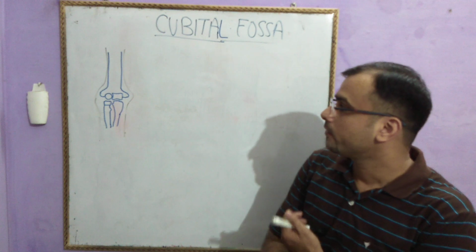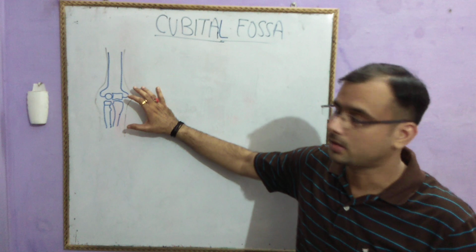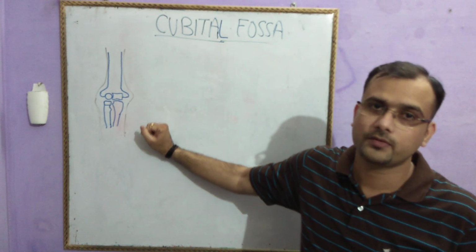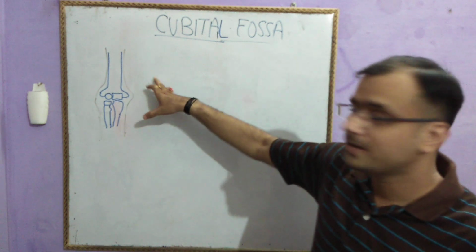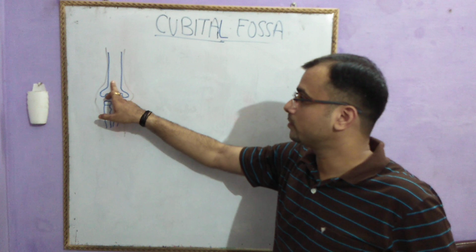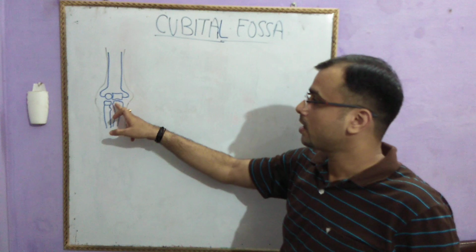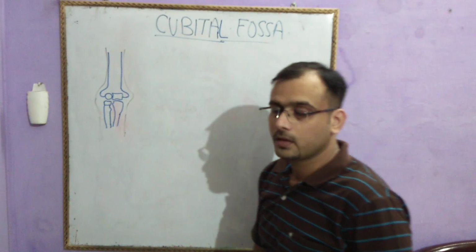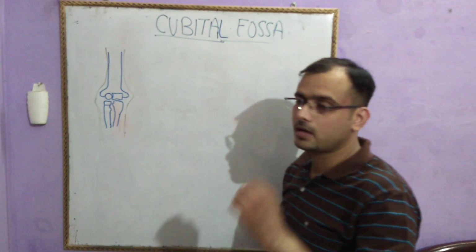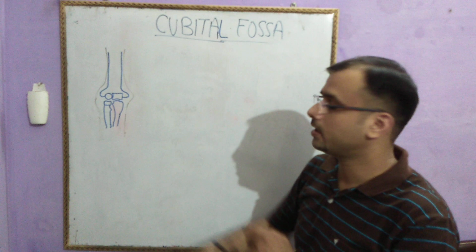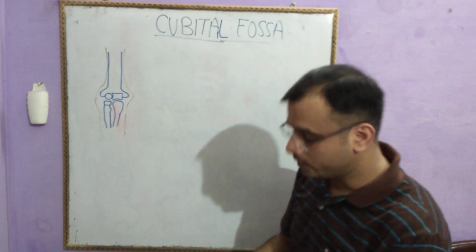So in this lecture we will discuss the definition and features, contents and boundaries of the cubital fossa, and also the clinical aspect of the cubital fossa. In this diagram, this is the humerus bone, this is the lateral epicondyle, this is the medial epicondyle, this is the radius bone, and this is the ulna bone. The definition of the cubital fossa is a triangular hollow space situated in front of the elbow. Now we will talk about the boundaries of the cubital fossa.